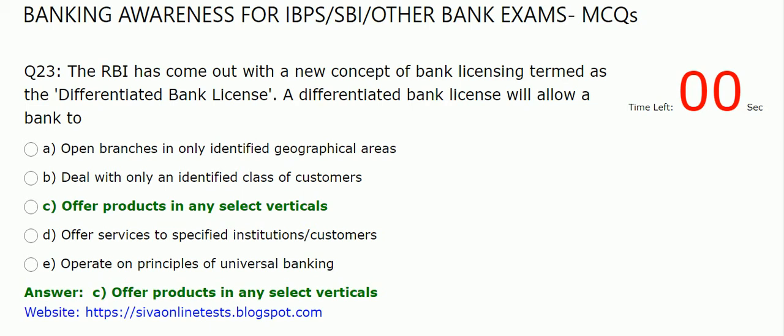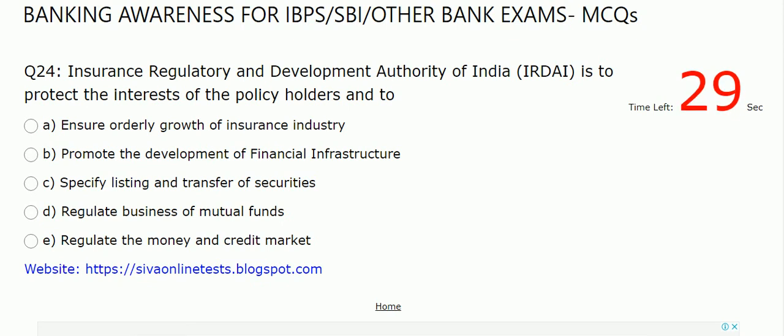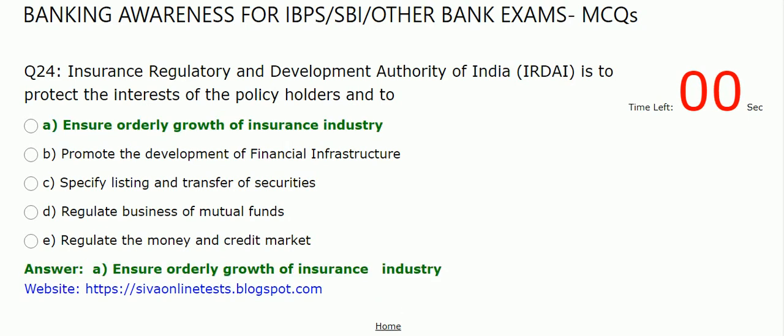Question 24. Insurance Regulatory and Development Authority of India, IRDAI, is to protect the interests of the policy holders and to. Options. A. Ensure orderly growth of insurance industry. B. Promote the development of financial infrastructure. C. Specify listing and transfer of securities. D. Regulate business of mutual funds. E. Regulate the money and credit market. Answer. A. Ensure orderly growth of insurance industry.